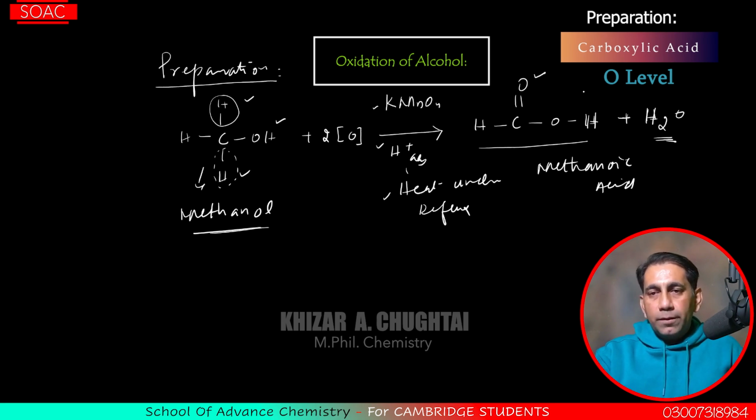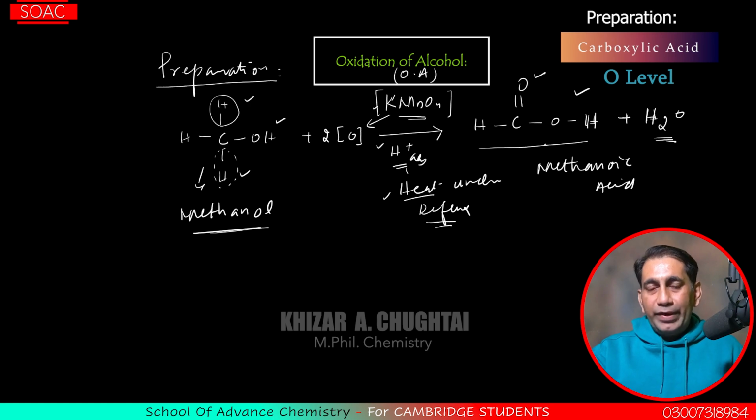Water is formed and acid is formed, and this oxygen is called atomic oxygen or nascent oxygen, and this oxygen is given by the KMnO4, an oxidizing agent. This is the oxidizing agent, KMnO4. The conditions are acidic, we add acid, then we heat under reflux. So there is a conversion of alcohol into acid. The basic synthesis of the acid is done from alcohol.